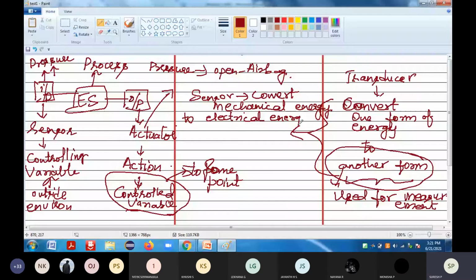When light falls on it and some action has to be taken, the photodiode will sense it and the LED will give you the light. The photodiode is going to sense the light. So that's what happens.